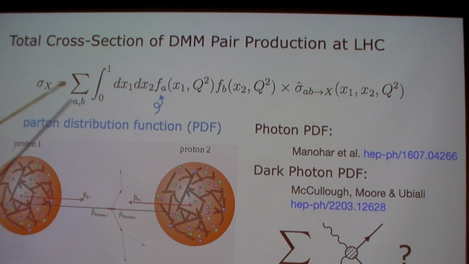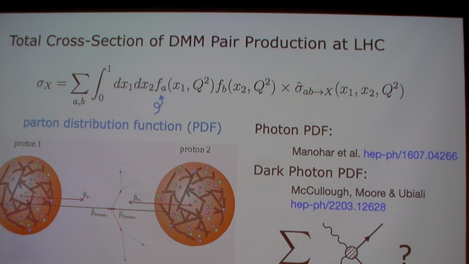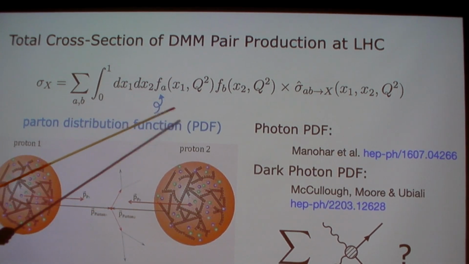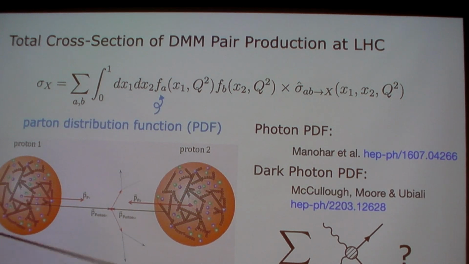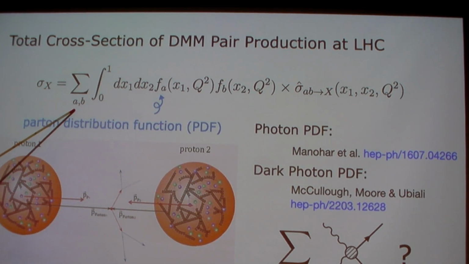So to calculate the total cross section for proton-proton collision, because the proton is a bag of all kinds of particles, you need to use the proton distribution function to capture the short distance physics of proton collisions. And for our purpose, we want photon-photon fusion. So maybe we can start with the photon PDF, and there are photon PDFs available, and there's even a dark photon PDF available. So maybe we can just start from the photon and dark photon PDF, sum over A and B to be photon and dark photon, and get a total cross section.